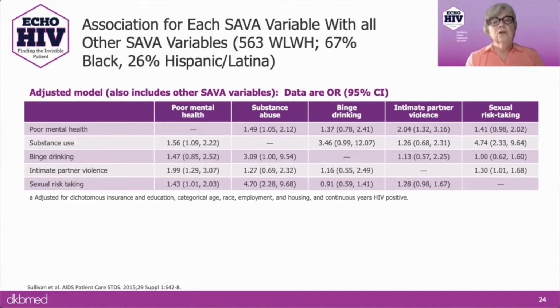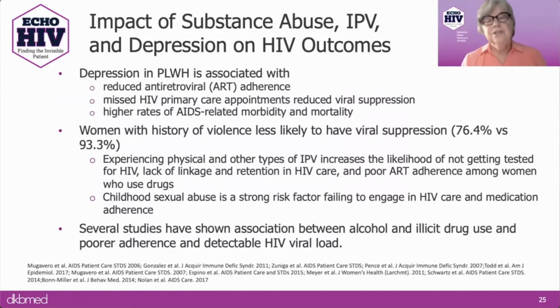So if you look along the top line, it's the outcomes, and you can see, for instance, that poor mental health is 1.56 more likely among patients who have a substance abuse problem. And you can see that with all of these outcomes. So why is this important besides simply providing the best care we can?